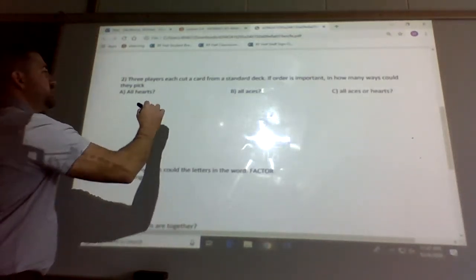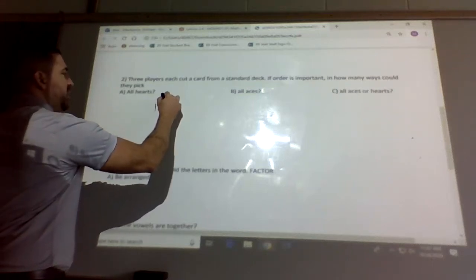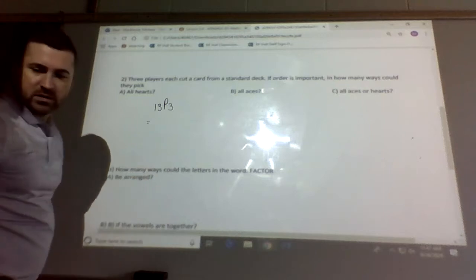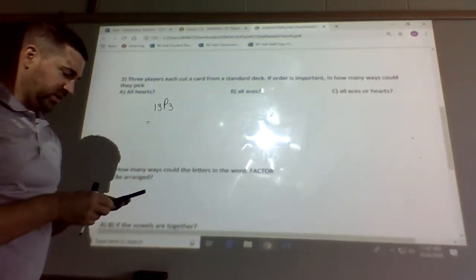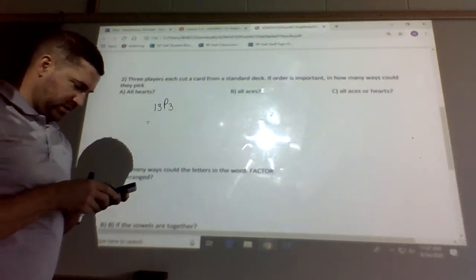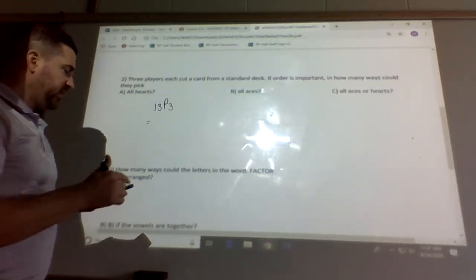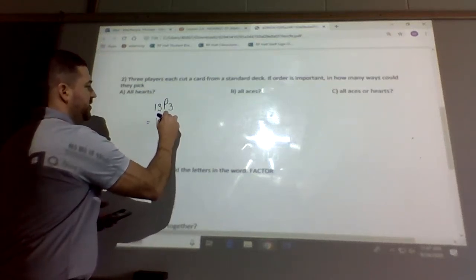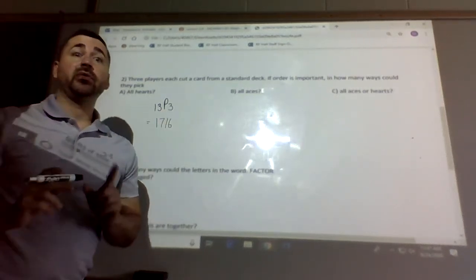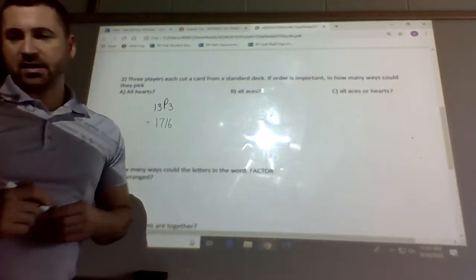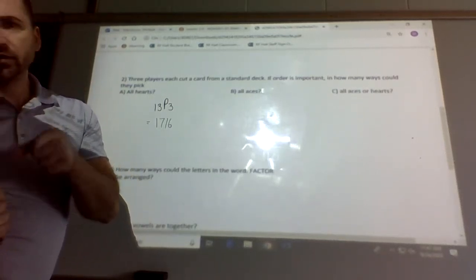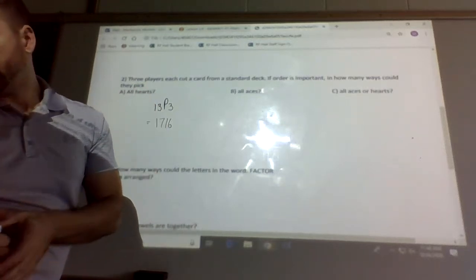There are 13 hearts, and we are picking 3, because the order is important. 13P3 is 1,716 ways that 3 people can pick 3 hearts from the deck. Which is 13 times 12 times 11.